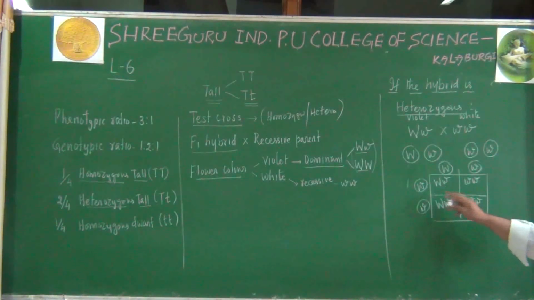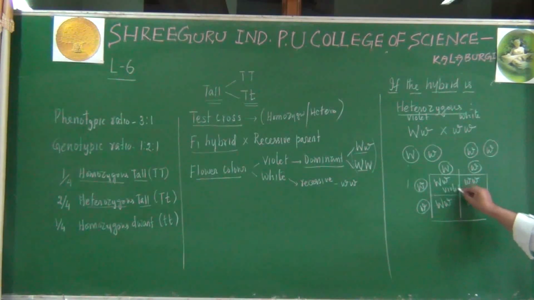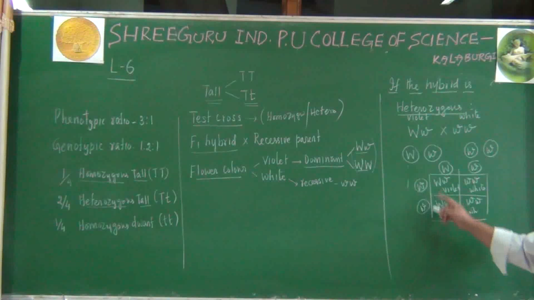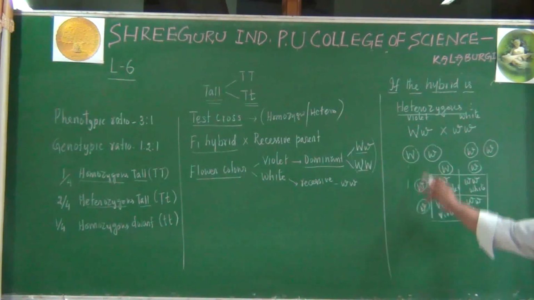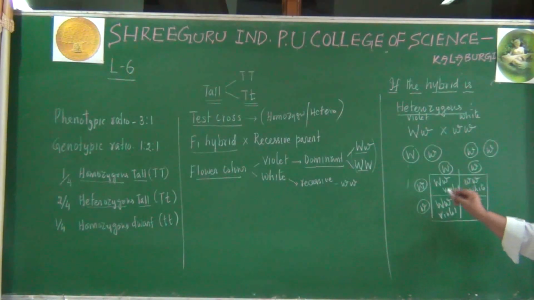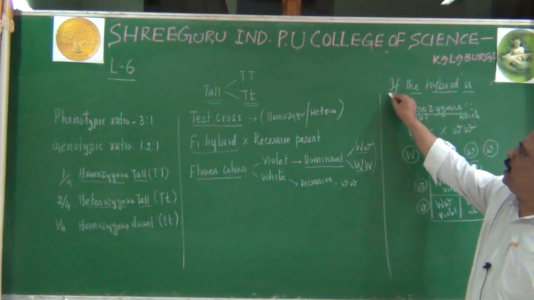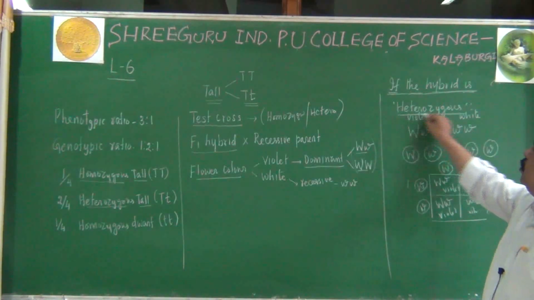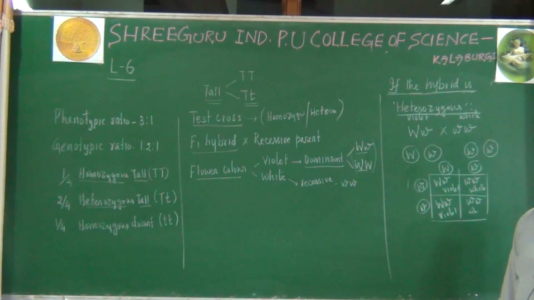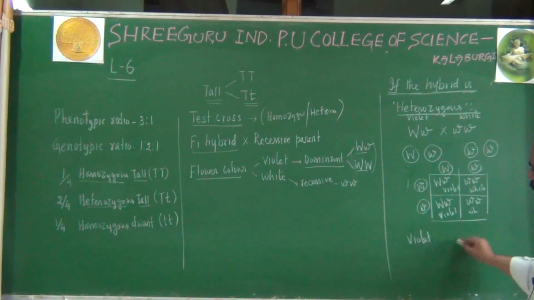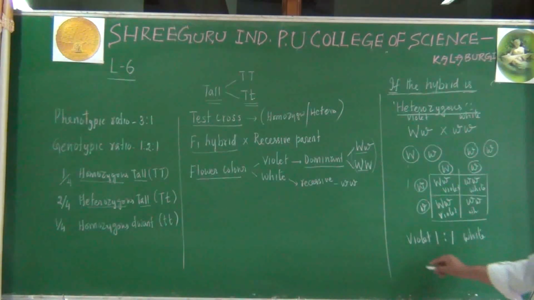That means we can get violet color here. We can get white color here, again violet, again white, like this we are getting. That means we are getting a 1:1 ratio if the given hybrid is heterozygous. That's what I wrote here. If the given hybrid is heterozygous, what ratio will it produce during test cross? It will produce both violet and white individuals in 1:1 ratio.